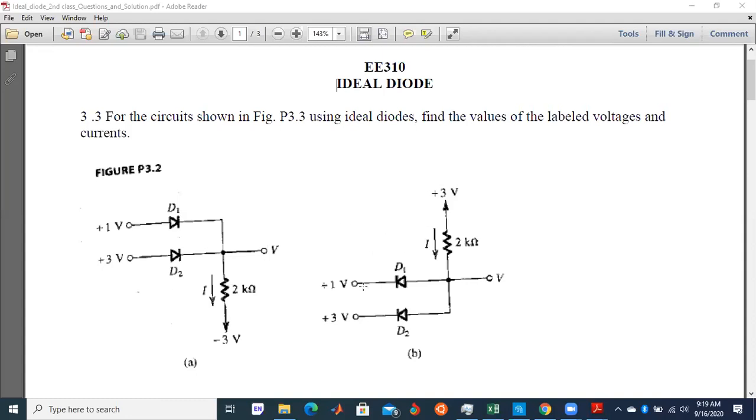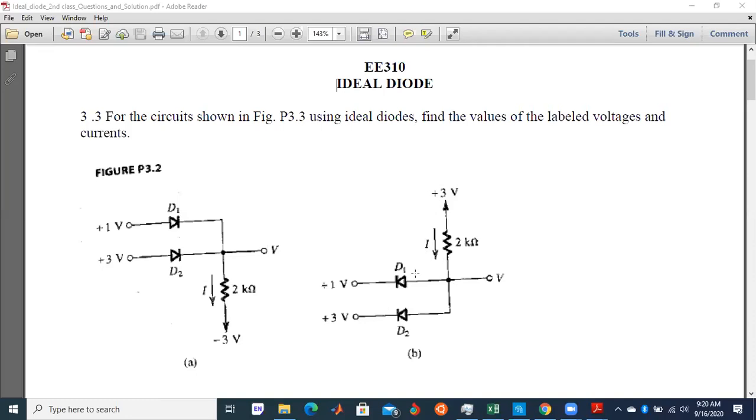For the case of the AND gate, you go with the smaller voltage source. That is, the small value of the voltage source that is attached to the diode will be the one. The diode attached to that voltage source will be the one that will be on.